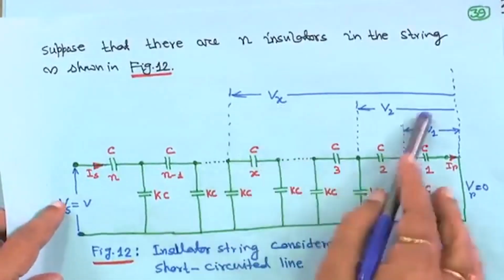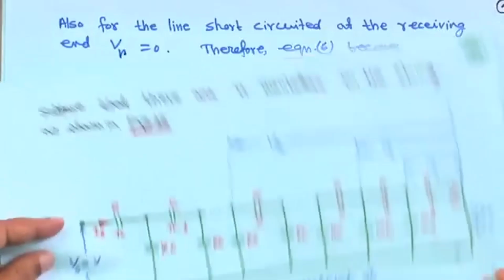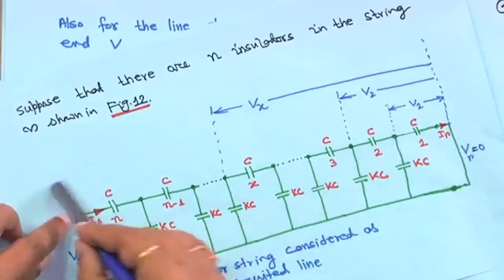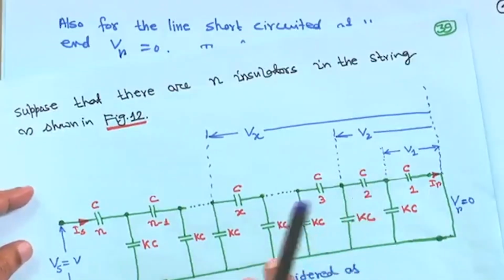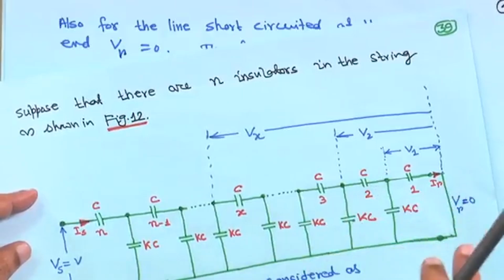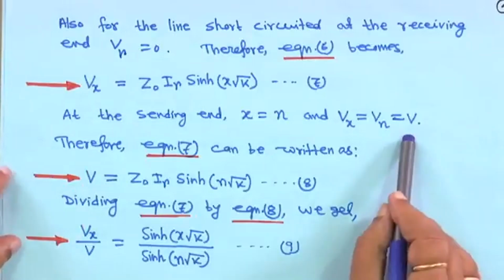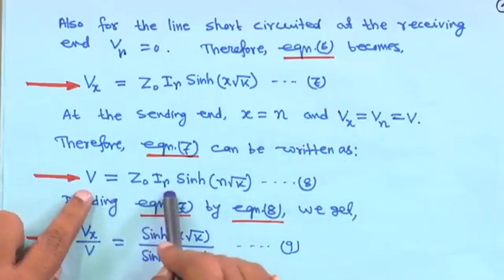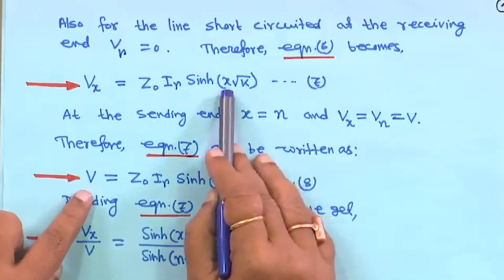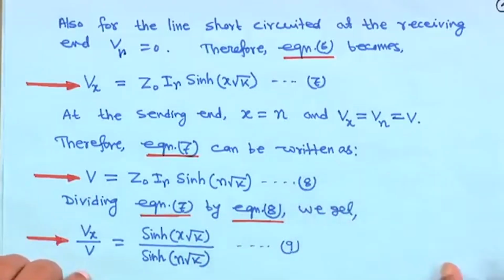In that case you will find Vx is equal to Vn, which is equal to V, because x is equal to n means it will be Vn, and Vn will be equal to V, the total voltage. From here to here, the total voltage Vn is equal to V. That is V1 plus V2 up to Vn, all these things. So Vx is equal to Vn is equal to V. Therefore, equation 7 can be written as V is equal to Z0 IR sinh, because x is equal to n, therefore sinh n root k. This is equation 8.